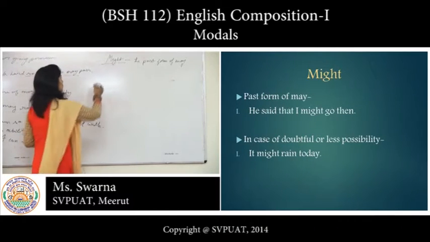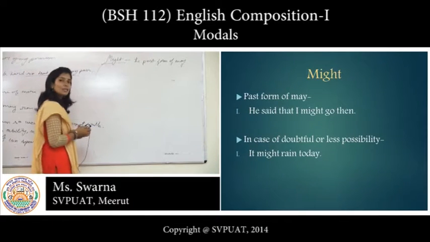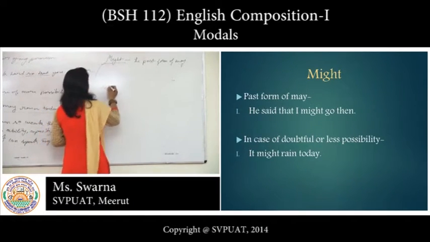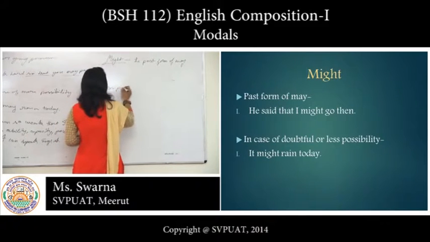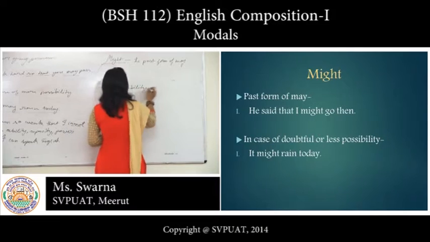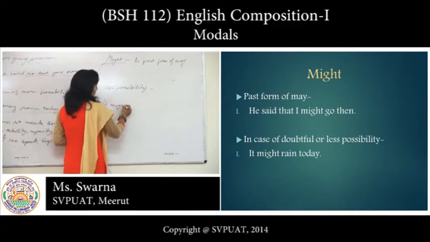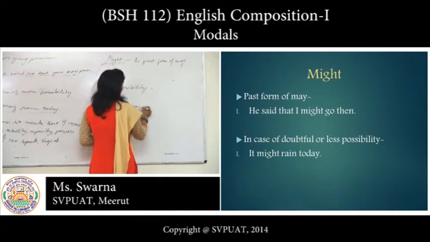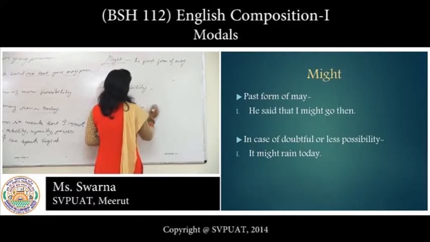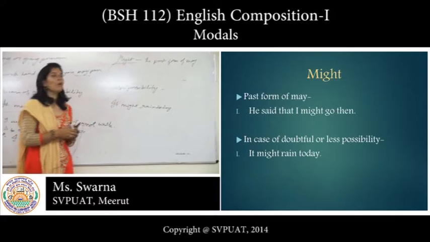And the next use of might is in case of less possibility. Like, it might rain today. So this is the case of less possibility.